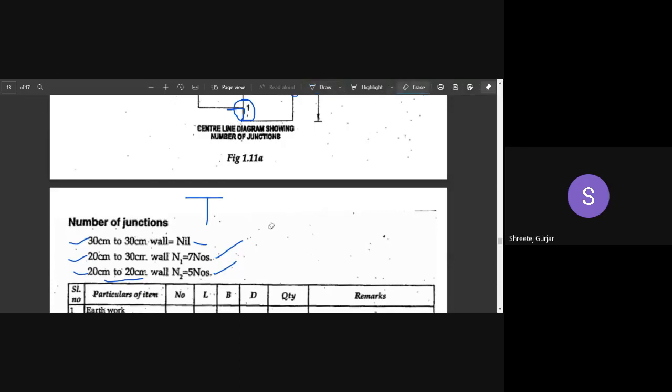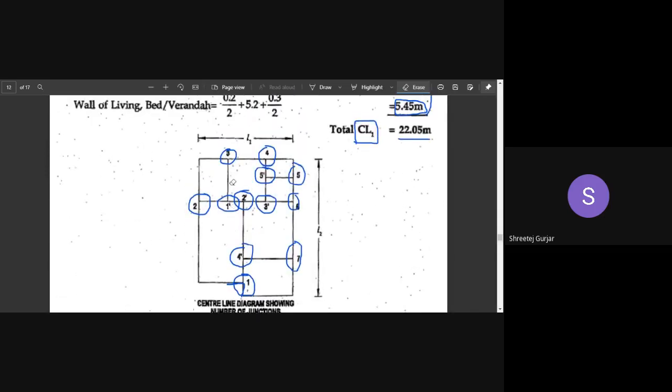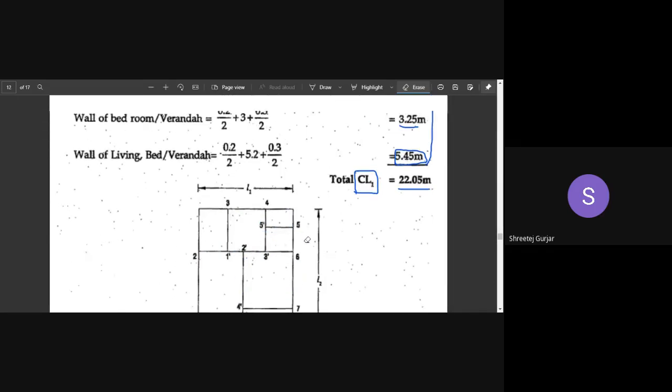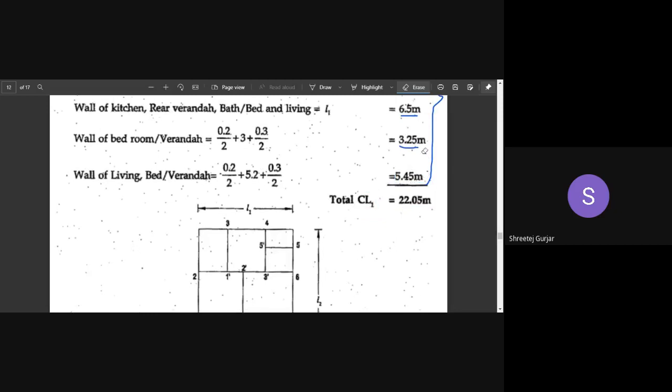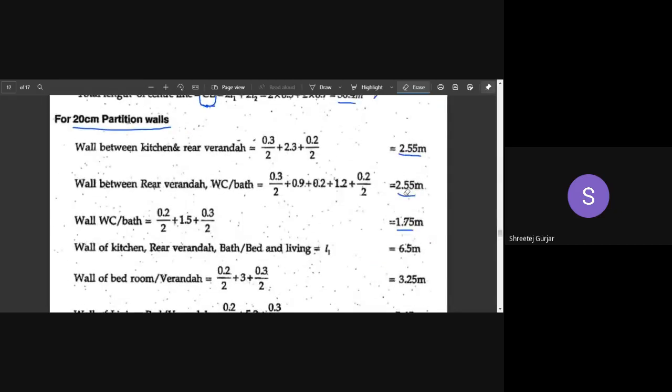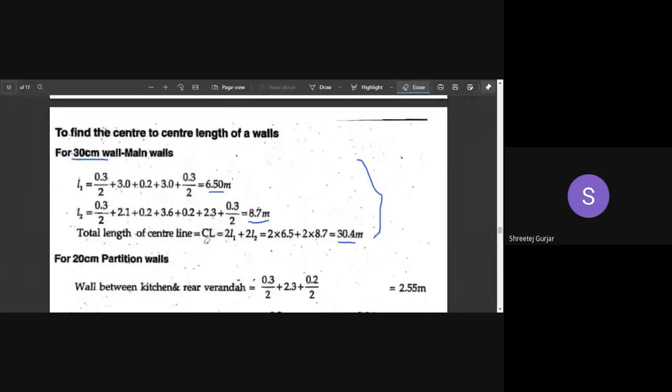So okay, next, moving on to your tabular column. If anyone has any doubts in any of the 3 steps which I have done, you can ask now, or else we will move on to the next tabular column and calculation of quantities.